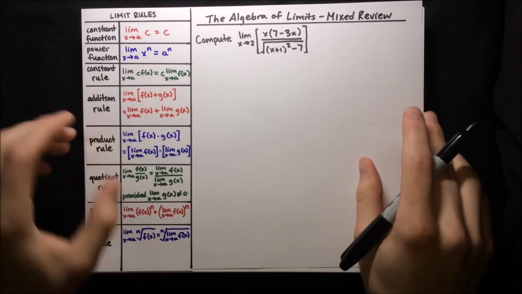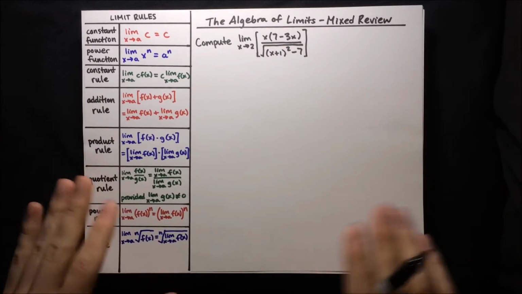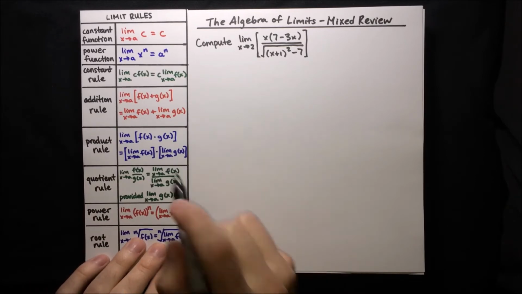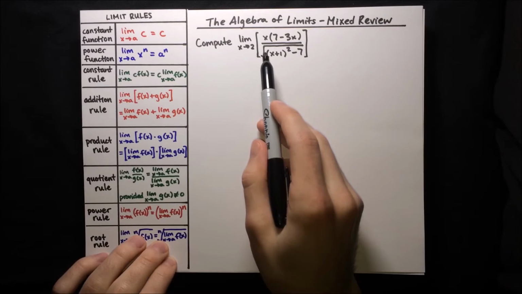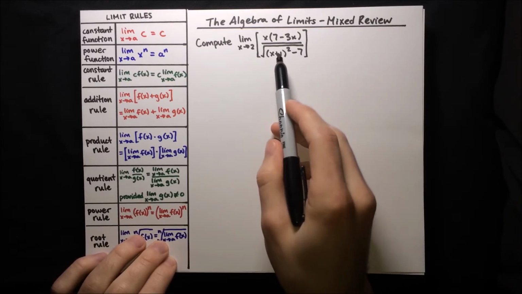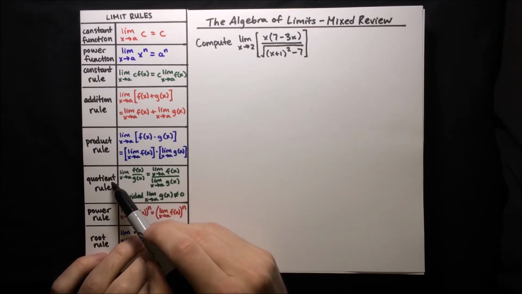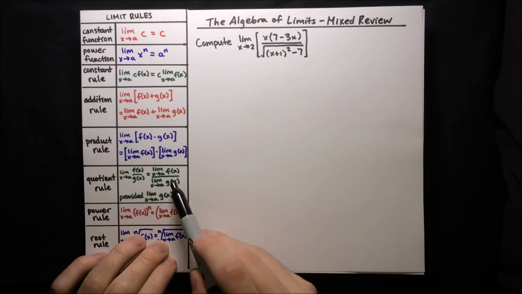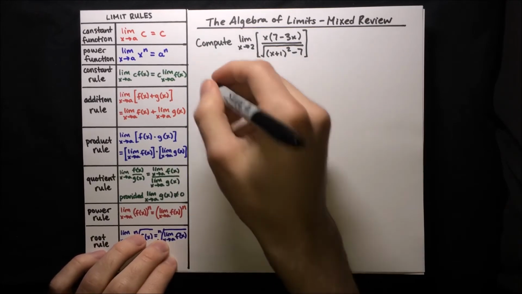Alright, so here's a bit of a tougher problem. We've got a more complicated limit that we want to compute, but we're going to do it the same way, just using our limit rules to evaluate this limit. And we'll start off by noticing that this is a fraction inside of the limit. It's a quotient, so that means we can apply our quotient rule and break up our limit. We'll do the limit of the numerator divided by the limit of the denominator. So let's go ahead and write that down.